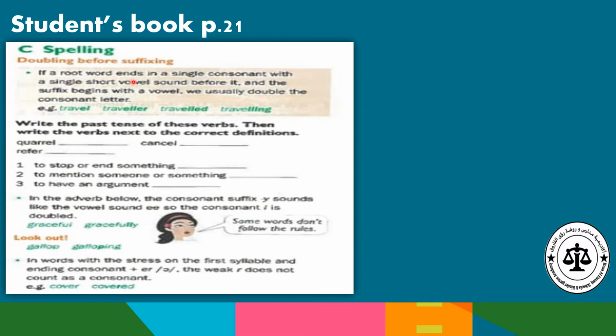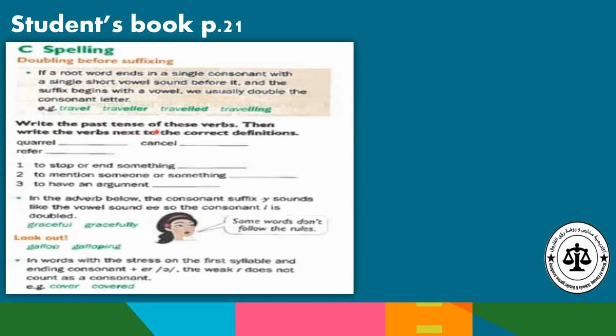If a root word ends in a single consonant with a single short vowel sound before it, and the suffix begins with a vowel, we usually double the consonant letter, as we said, like the root word, this verb, travel. If we want to add er, ed, ing, these suffixes, we have to double the consonant L: traveler, traveled, and traveling.